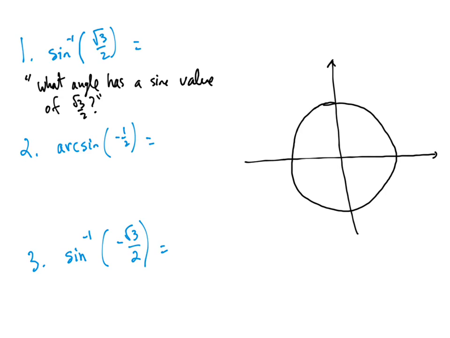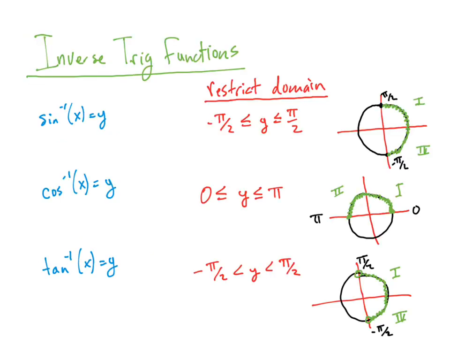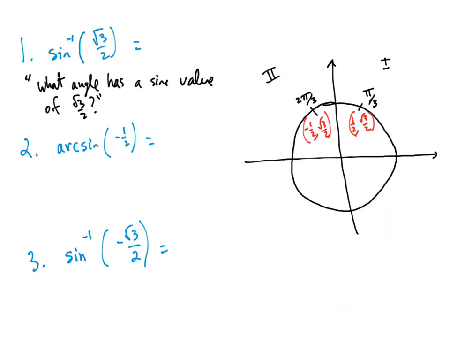Sine is positive in quadrants 1 and 2. And sine is equal to root 3 over 2 at these positions. So that is pi over 3, and this is 2 pi over 3. The coordinates are 1/2, root 3 over 2 and negative 1/2, root 3 over 2. However, thinking back to what we saw over here, we only want what's in quadrant 1 or quadrant 4. So we're going to use the value that's in quadrant 1.